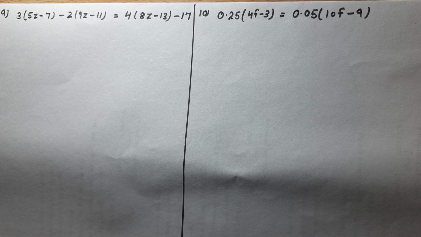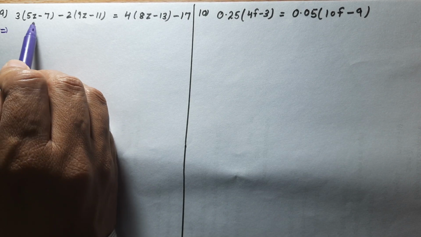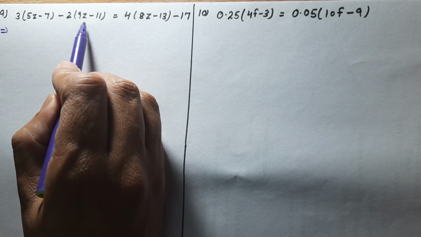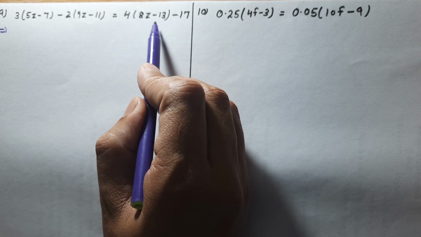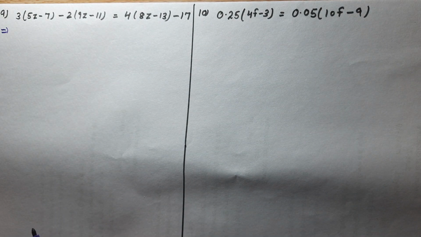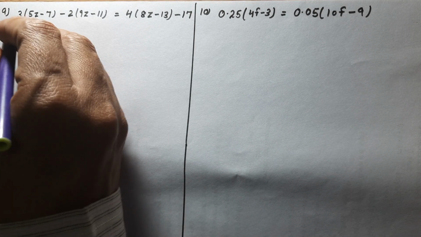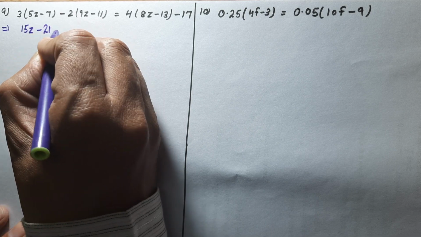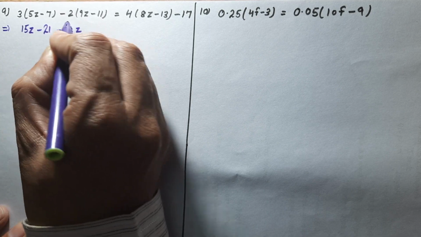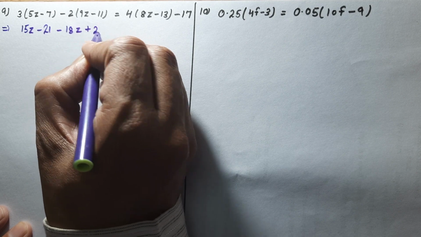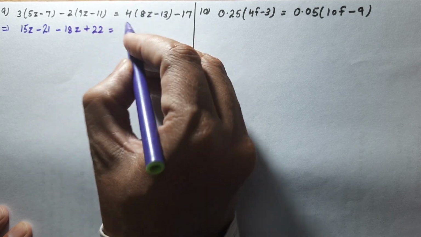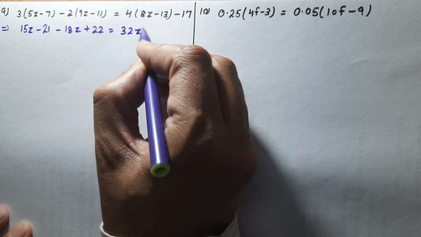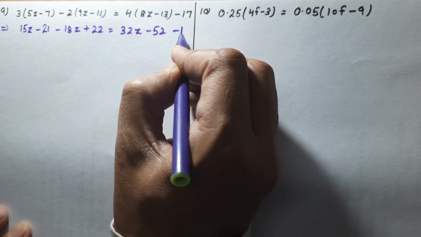Yes children, after that we are solving question number 9 and question number 10 of the same exercise. Here just see. 3 into (5z minus 7) minus 2 into (9z minus 11) equals 4 into (8z minus 13) minus 17. All are in brackets. So first of all simplify the brackets. 3 into 5 is 15, 3 into 7 is 21. 2 into 9 is 18, minus minus plus, 11 into 2 is 22. Right hand side, 4 into 8 is 32, 13 into 4 is 52, minus 17.